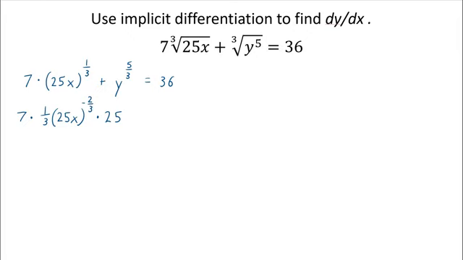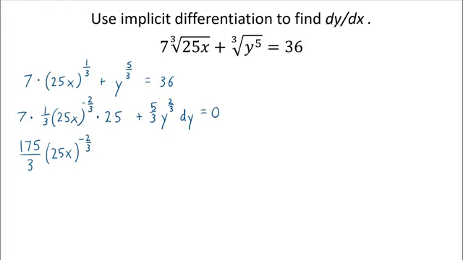Now let's differentiate the second term with respect to y. The derivative of y to the 5/3 is 5/3 y to the 2/3 dy. And then when we take the derivative of the right side of this equation, the derivative of 36 is 0. And now let's clean this up a bit.